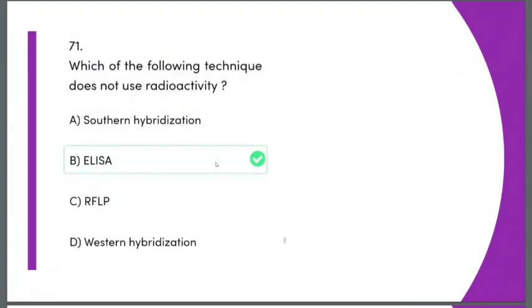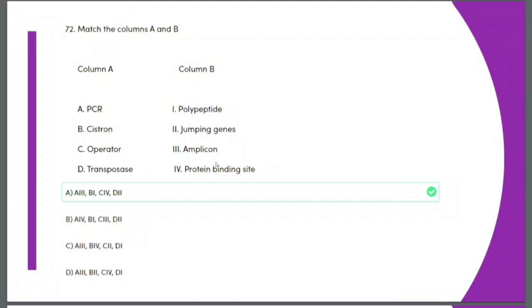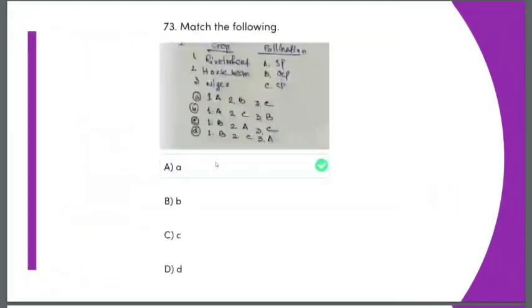71 is which of the following techniques does not use radioactivity? ELISA. 72 is match the column. PCR is amplification. Cistron is polypeptide. Operator, protein binding site, and transposable are jumping genes. So answer A is correct.